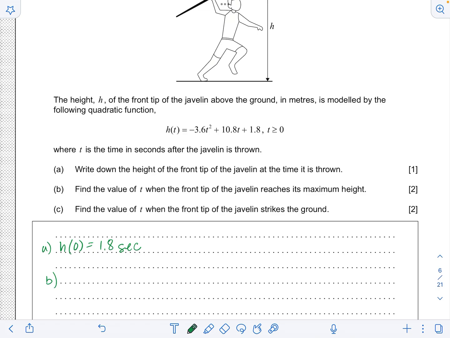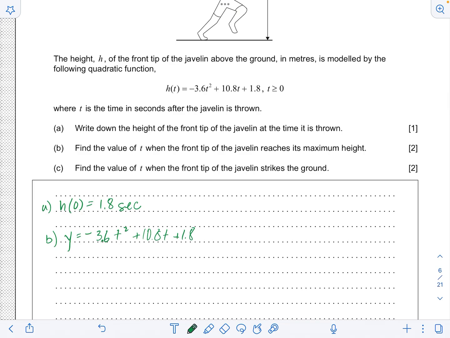But my suggestion is to just type this into your graphing calculator: y equals negative 3.6 t squared plus 10.8 t plus 1.8, and then use the calculate max option on your graphing calculator to find the maximum value. And we want the value of t, so when you calculate the max of the curve, it will give you an x value and a y value, and t here is x. So we'll take the x value, which is 1.5 seconds.